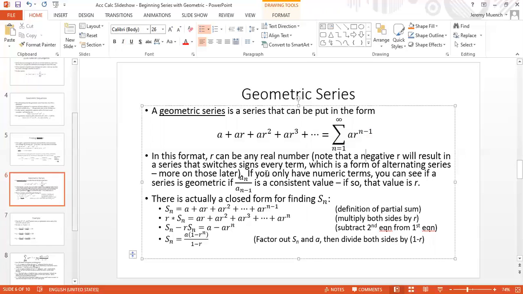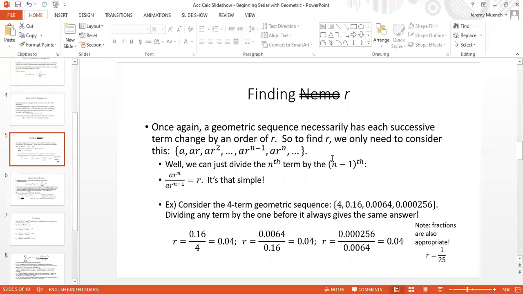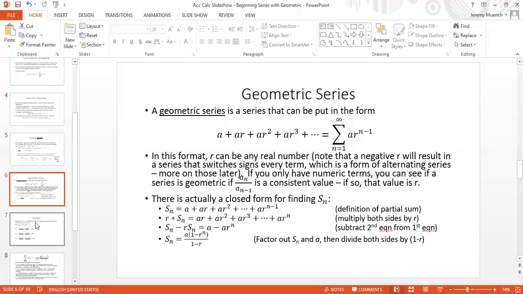And as I write here, if you only have numeric terms, you can see if a series is geometric by just checking if the ratio of individual terms, as we saw last slide, has a consistent value. And if it does, then that value is R. So we're not going to compare sums, but we're going to compare specific terms. Essentially, we're just following this particular slide.